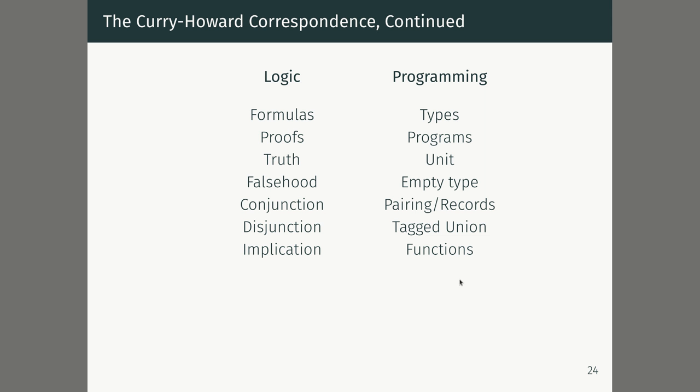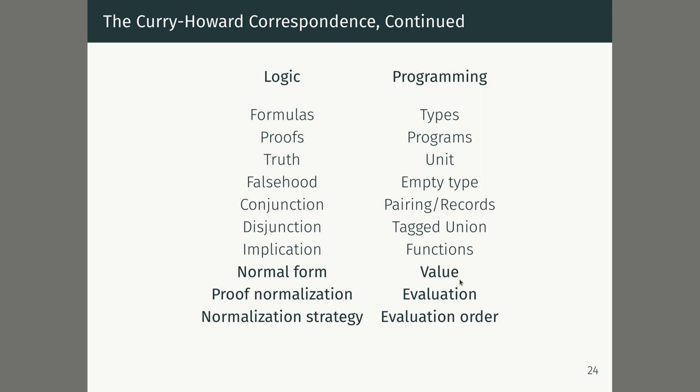And so this means that we can extend the Curry-Howard correspondence. So formulas are types, proofs are programs, logical connectives like truth, falsehood, conjunction, disjunction, implication correspond to programming language types like units and empty types and pairs and tagged unions and functions. And we can say that values correspond to a normal form of the lambda calculus. And we can say that evaluating a program corresponds to the normalization of proofs in logic. And so the evaluation order corresponds to a normalization strategy. So evaluation removes detours, and you have to pick an order to get rid of them. And that's either the normalization strategy or the evaluation order. So the Curry-Howard correspondence goes much further than many people expect.